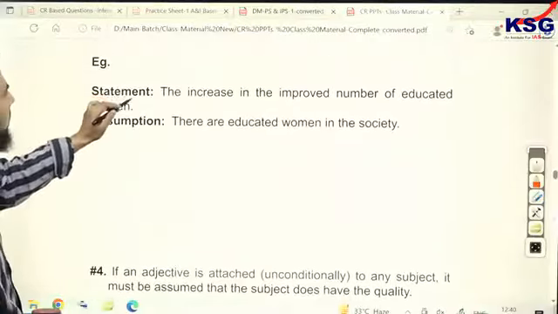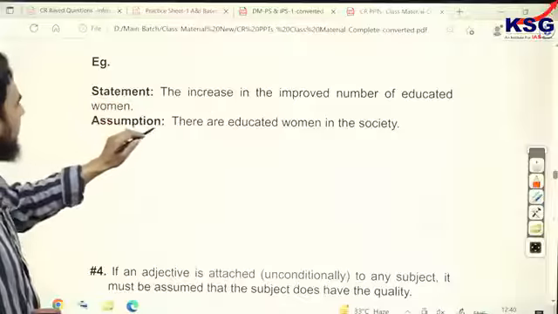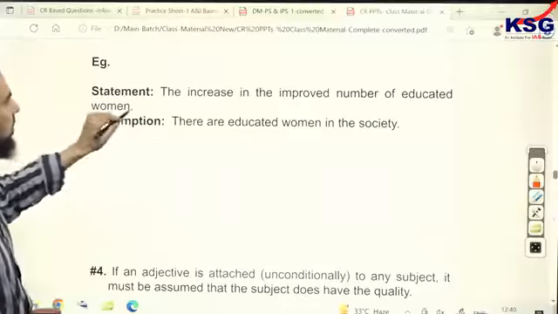Like the statement you look at: the increase in the improved number of educated women. The assumption is that there are educated women in the society. Yes, correct.